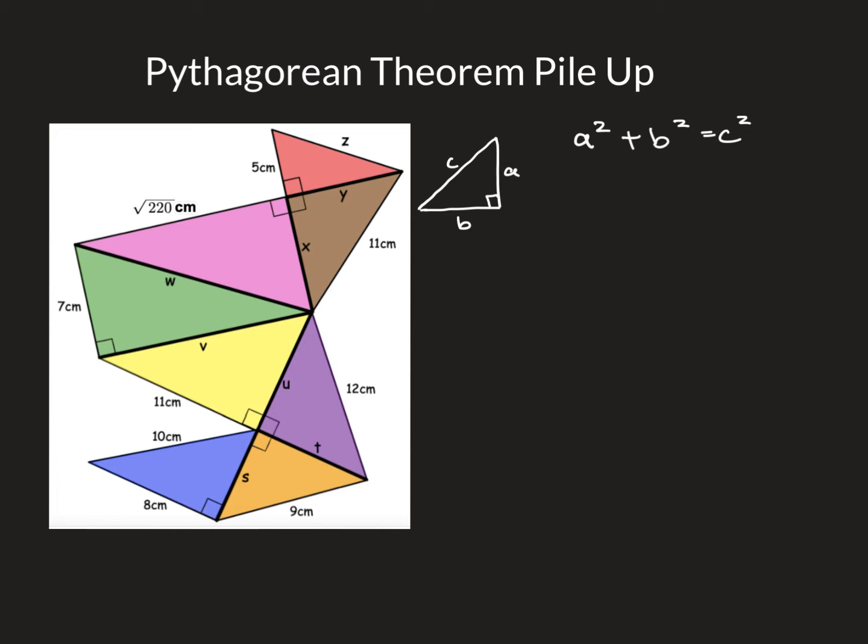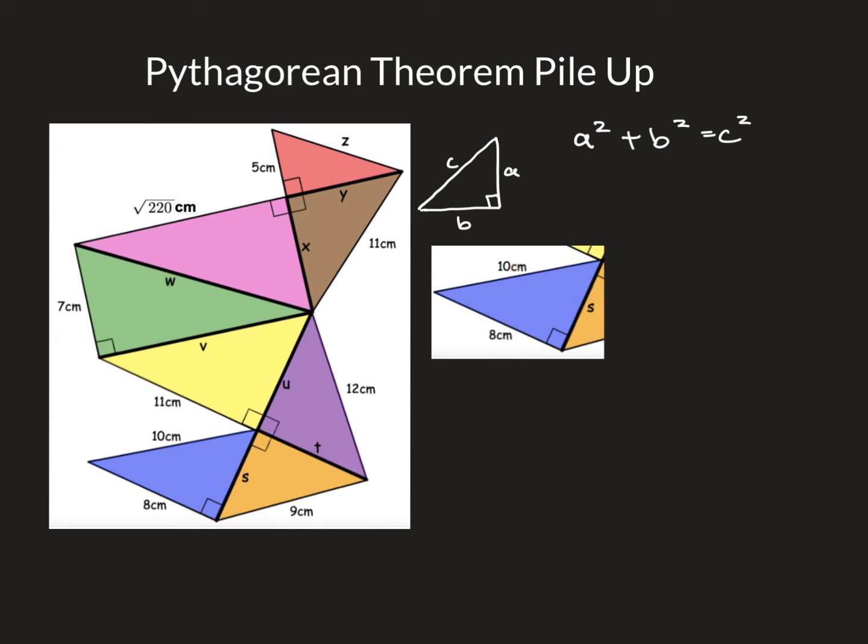So, Pythagorean theorem, you guys are familiar. We've got a right angle triangle, and it is a squared plus b squared equals c squared. So when you're looking at this, it will walk you through kind of where to start, and I would suggest that you start down here with this guy.